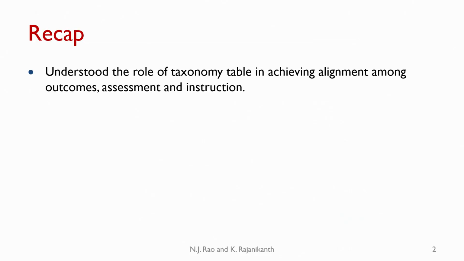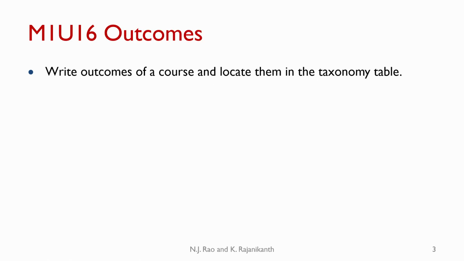In the earlier unit, we understood the role of the taxonomy table in achieving alignment among outcomes, assessment and instruction, the three key components of a course. In this unit, we look at how to write outcomes for a course which are of good quality. So, the outcome for this unit is: write outcomes of a course and locate them in the taxonomy table.